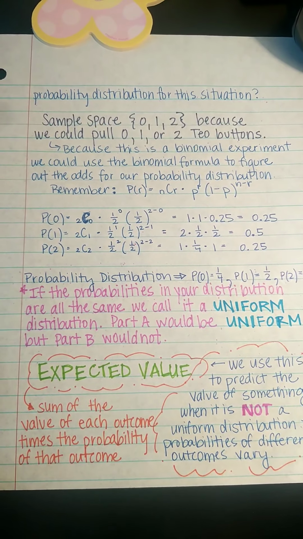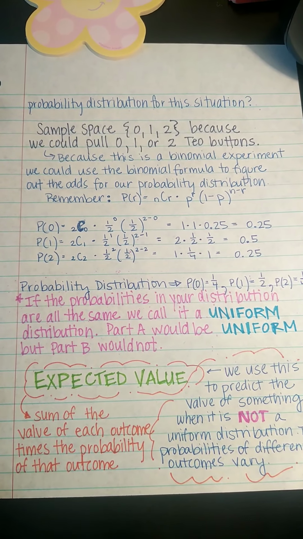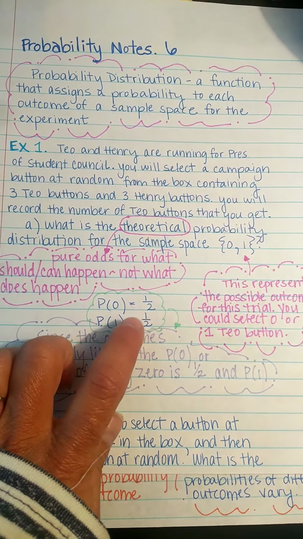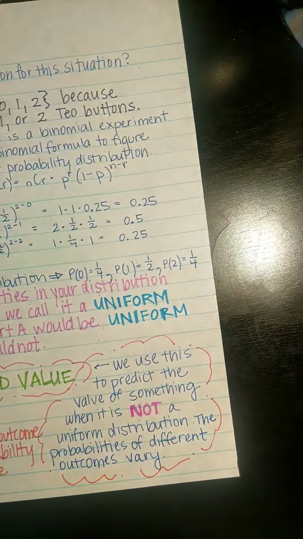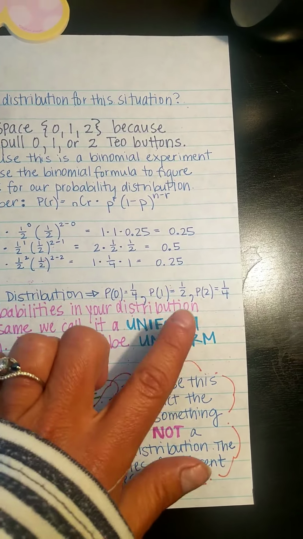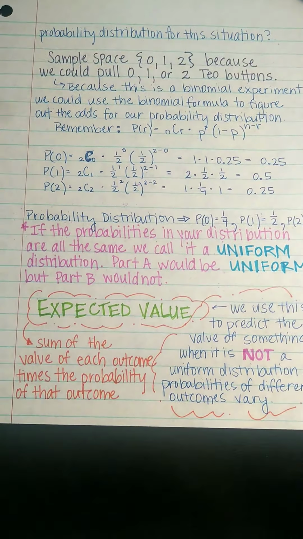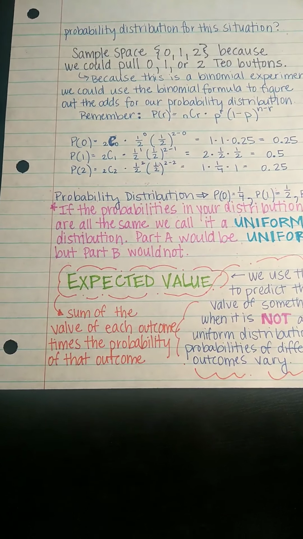If the probabilities in our distribution are all the same, we call it a uniform distribution. So part A would be uniform because the probability of each is 1/2. Part B would not be uniform because 1/4, 1/2, and 1/4 are not all the same. Okay? All right, that is all we're going to do with probability distribution.